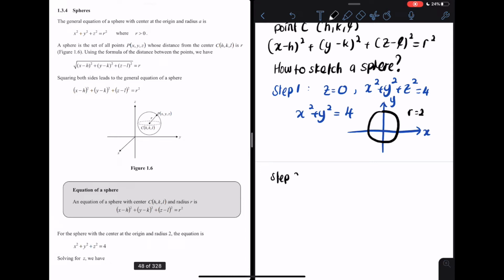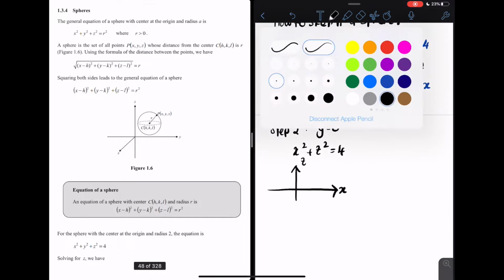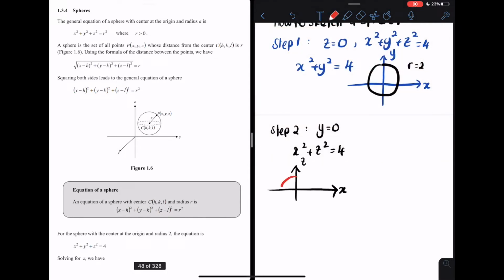Step number 2, you have to observe your surface from the y direction. So you have to let y be equal to 0, then you will get x squared plus z squared is equal to 4. Again, when you try to illustrate this in a 2-dimensional coordinate system involving the z and x axes, you will end up having again a circle with radius r equal to 2.